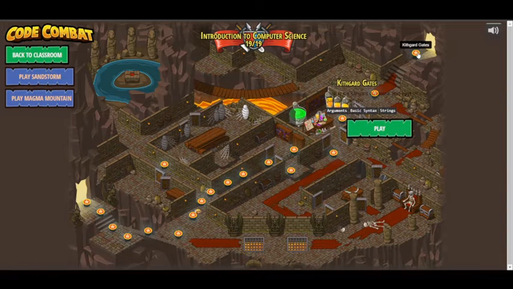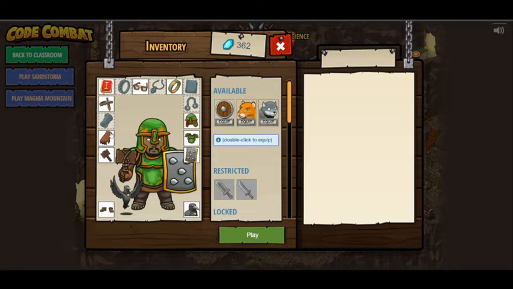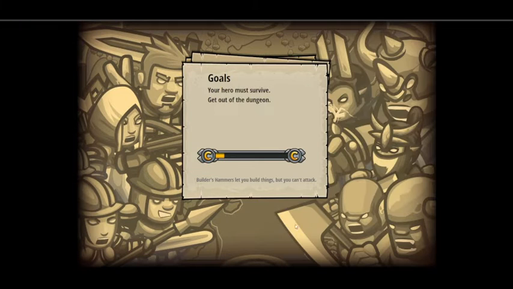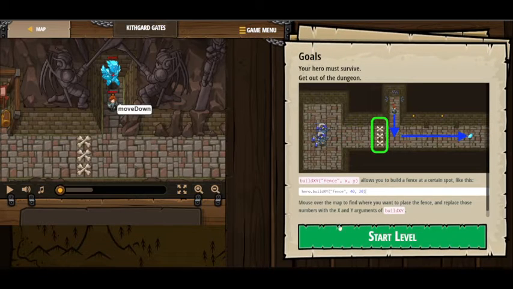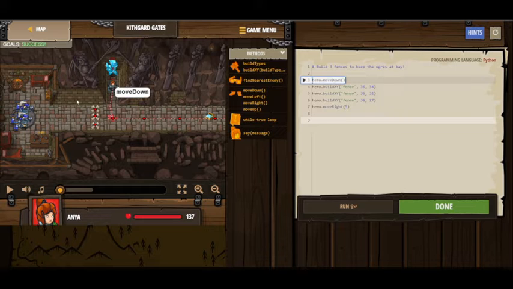Hello everyone, today we're going to be explaining how to use this tool, the Cruise Builder's Hammer. This hammer helps us build walls, which you will see in a moment. First of all, the objective of this level is to block these guys. We cannot fight them, so we're going to use the hammer to make a wall here.